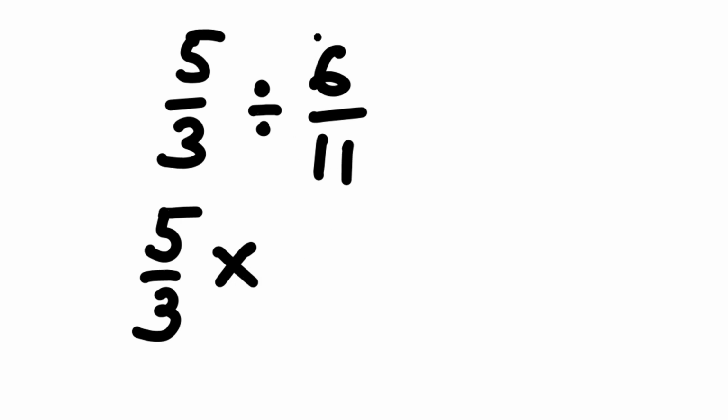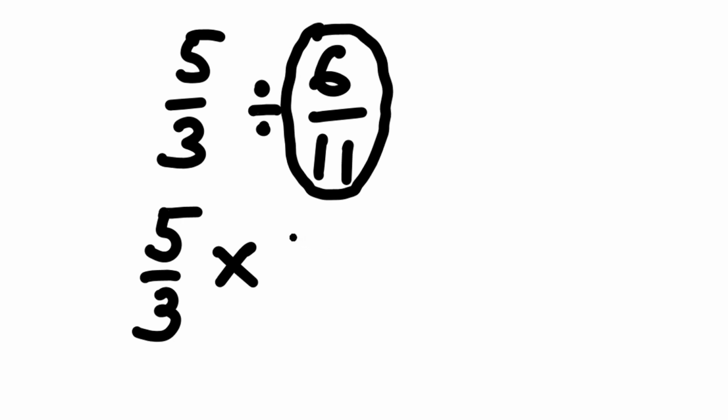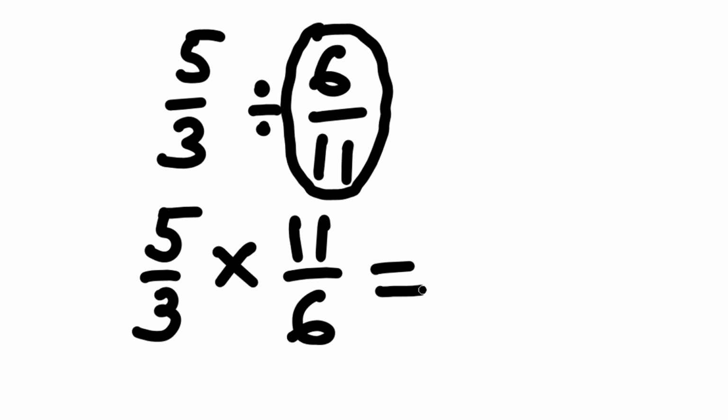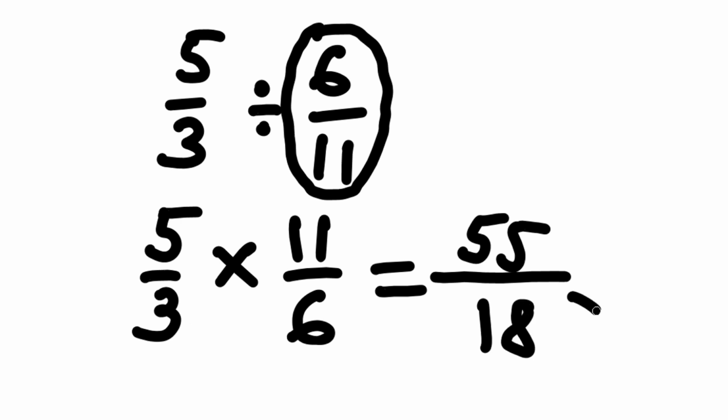The number that you are dividing by, meaning the second number after the division, will be swapped in such a way that the numerator becomes the denominator and the denominator becomes the numerator. Now you proceed with multiplication, where you multiply the numerators together, 5 times 11, that's 55, and then 3 times 6, that will be 18. Then you are done. Let's use that on the rational functions now.